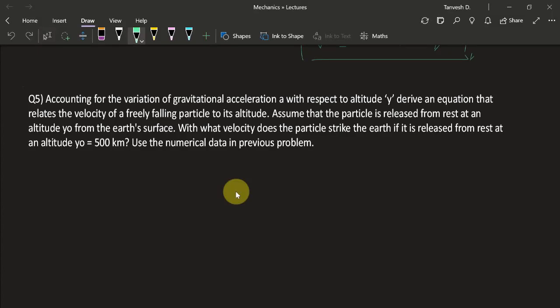What is given is: accounting for the variation of gravitational acceleration a with respect to altitude y, derive an equation that relates the velocity of a freely falling particle to its altitude. Assume that the particle is released from rest at an altitude y0 from the Earth's surface. With what velocity does the particle strike the Earth if it is released from rest at an altitude y0 equal to 500 kilometers? Use the numerical data in the previous problem.